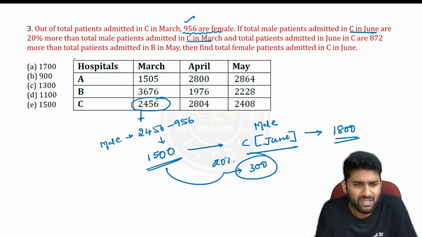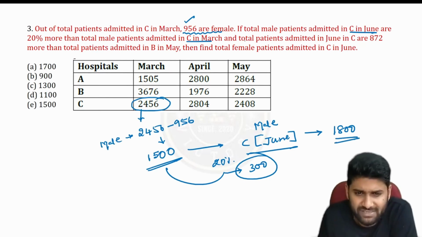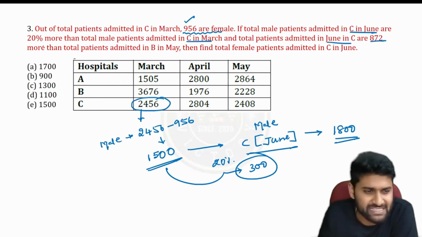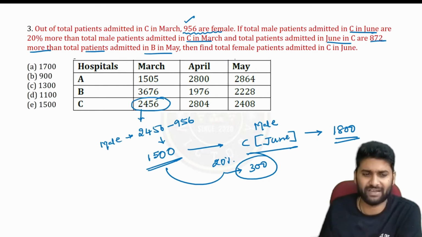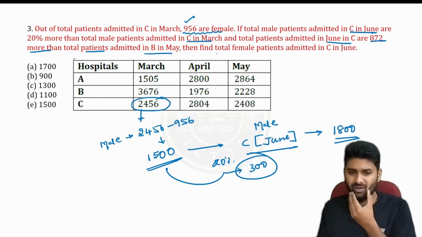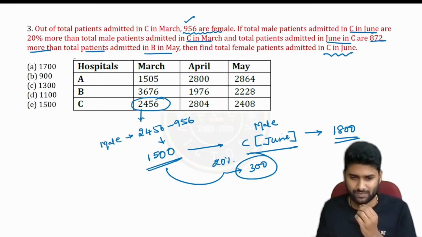Next. Now we are done with most of the data. See next, the total patients admitted in June in C is 872 more than the total patients admitted in B in May. Now see these data, one more point here. Then the final, you have to answer this question. Find the total number of female patients admitted in C in June.